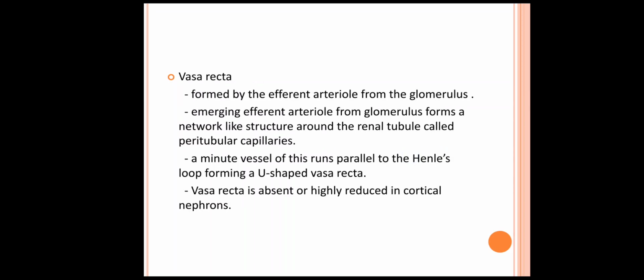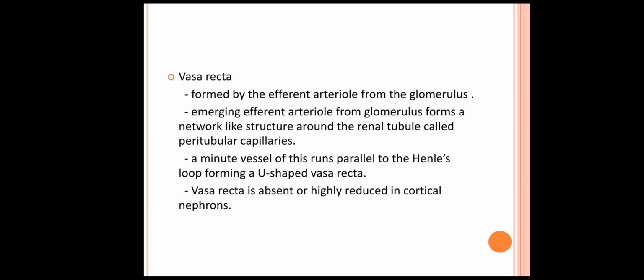One very important thing is that the glomerulus and tubular portion of the nephron lie in the cortical region of the kidney, while the loop of Henle lies in the medulla region.